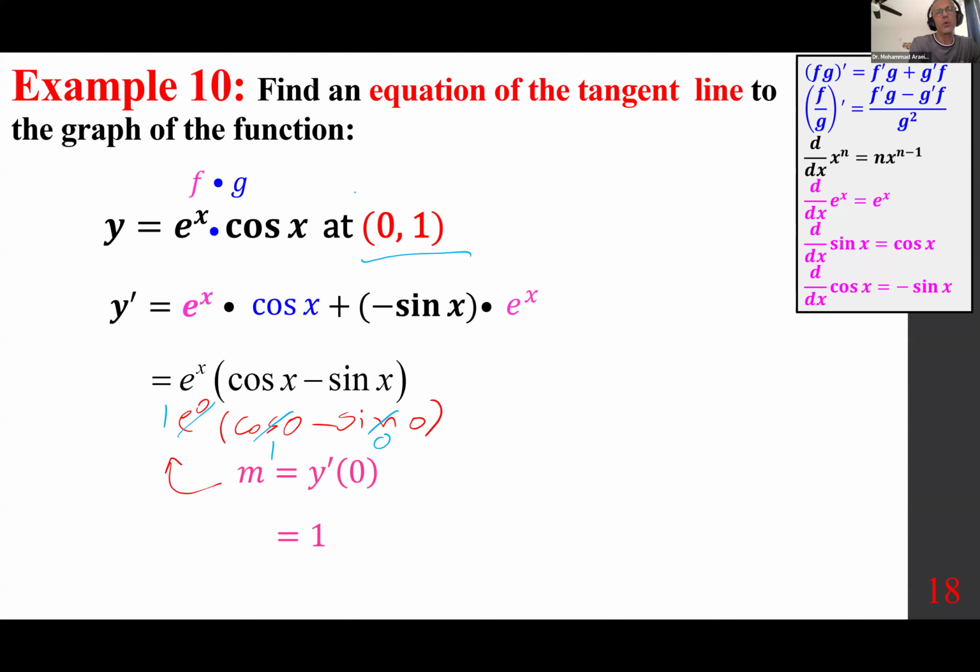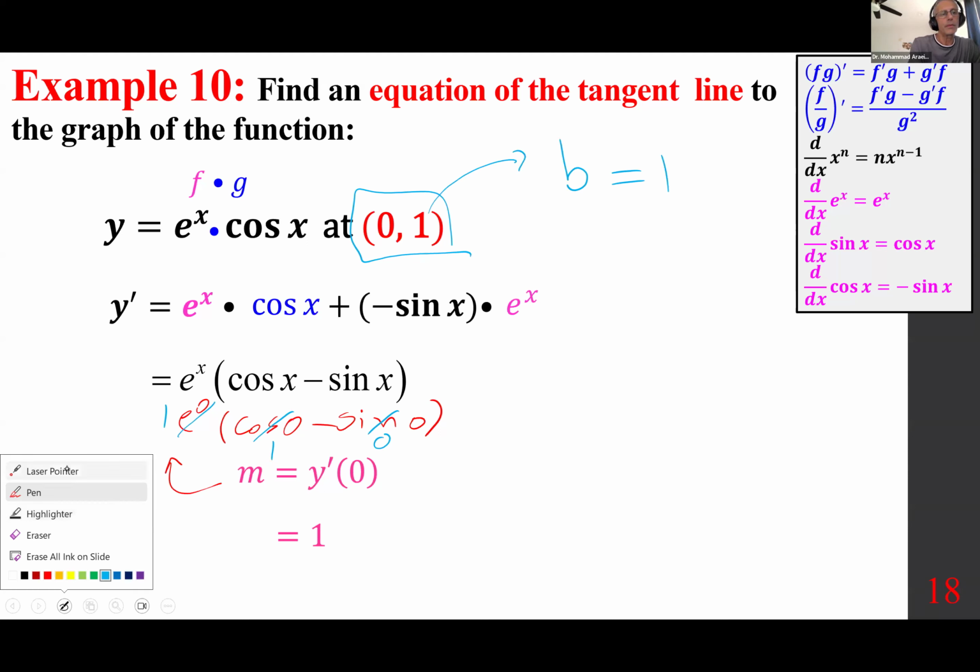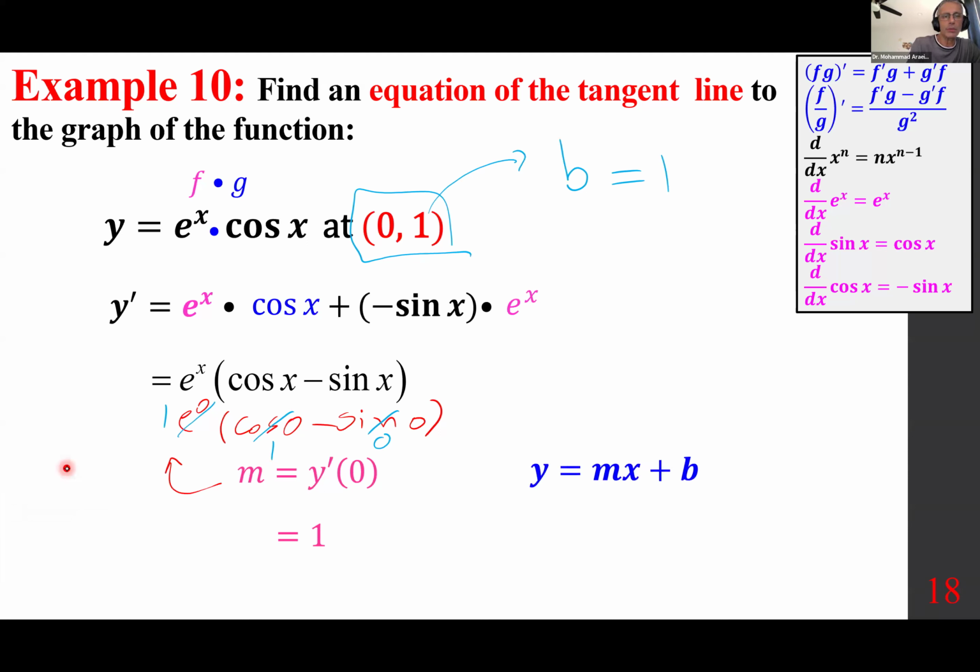Because this is the y-intercept, with b being 1, we're going to use y equals mx plus b. M happened to be 1, b happened to be 1 as well. So y equals x plus 1. This is the equation of the tangent line at the point (0, 1).